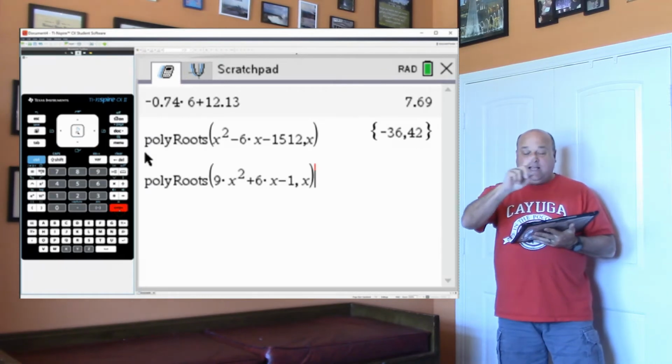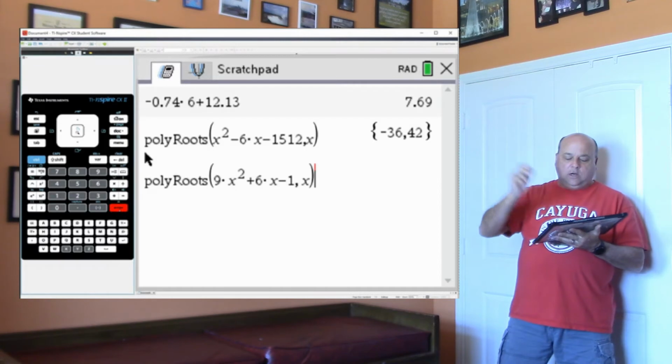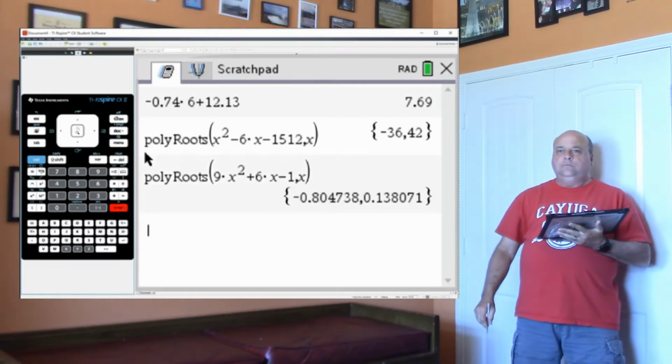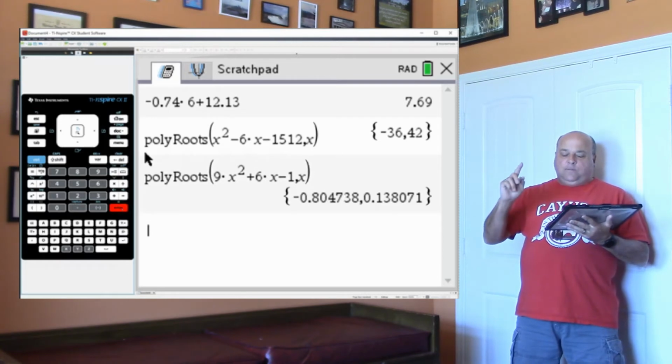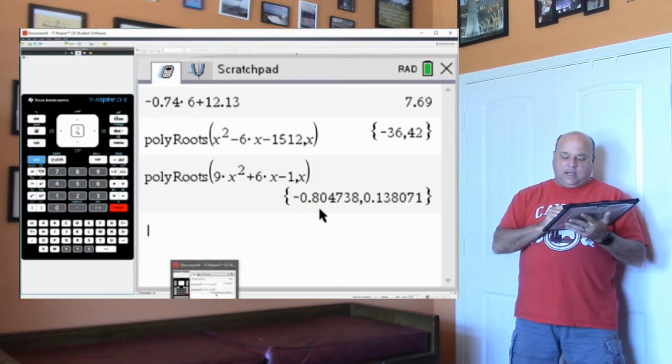Now then I got that. That should be your quadratic: 9x squared plus 6x minus 1. When you know that's right, hit enter. And those are my zeros. Okay? So negative 8.04, and the 4 would round to a 5, right? Let's do hundreds. Negative 8, write it like money.